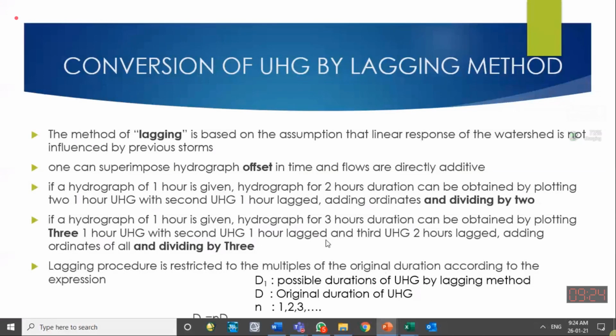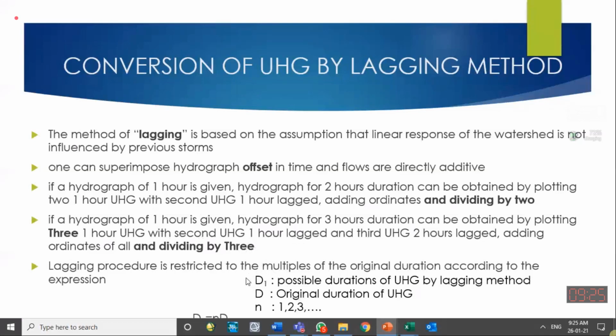A similar example is given over here. If a unit hydrograph of 1 hour is given and we want to convert it into 3 hours, plot 3 unit hydrographs of 1 hour lagged by 1 hour to each other. Add their ordinates. Whatever the ordinates come, divide by 3 now. So that will be the unit hydrograph of 3 hours.